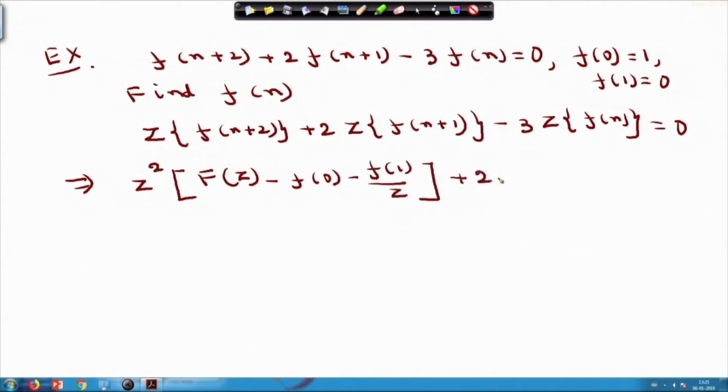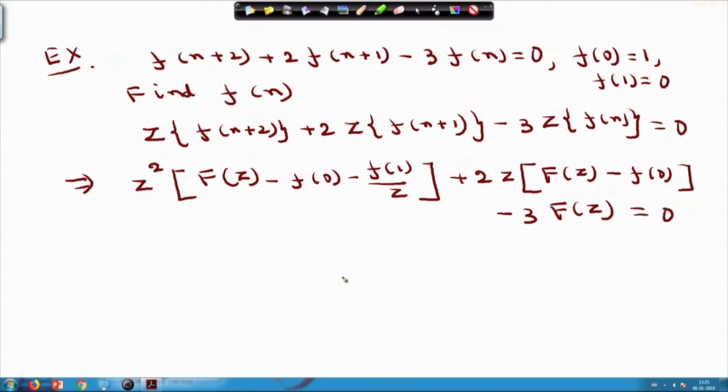plus 2 into z into Z transform of f of n plus 1 is capital F z minus f 0, and this is 3 into Z transform of f n, Z transform of f n is capital F z, this is equal to 0. So, now you know the values of f 0 and f 1, if I know the values of these two, then I can substitute it and ultimately I can find out what is my F z.